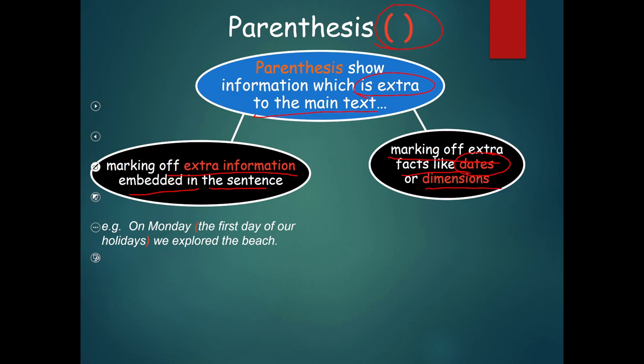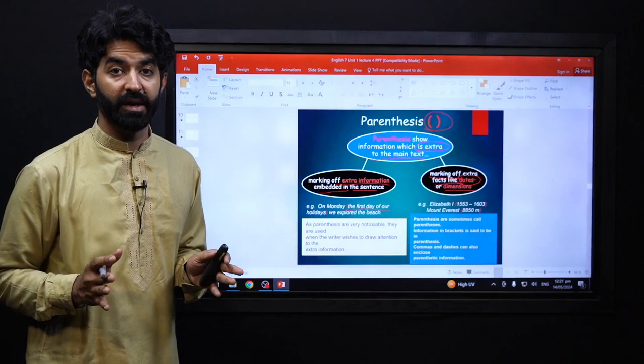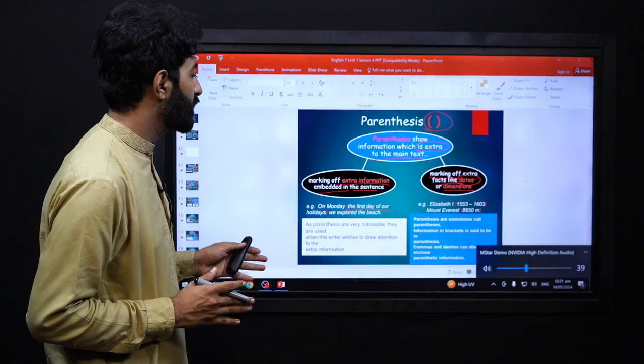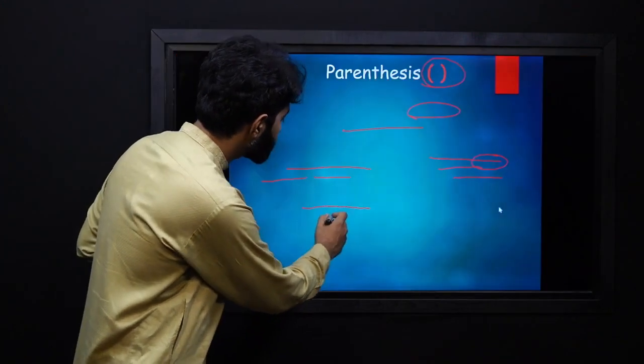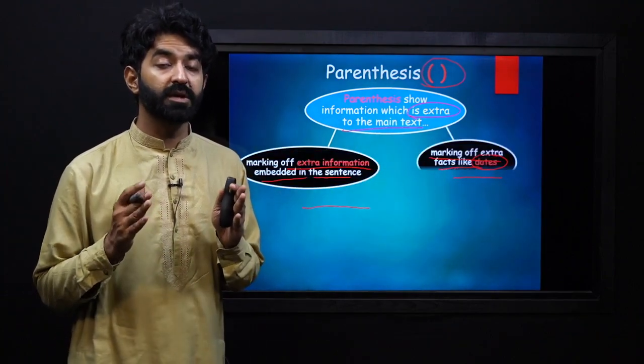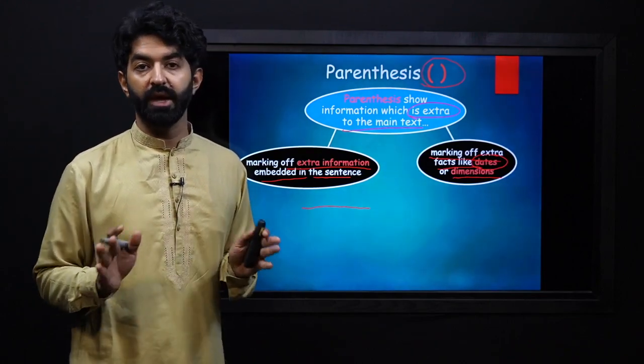dimensions. For example, "on Monday" is the informational extra part. (On Monday) the first day of our holidays, we explored the beach. So if we eradicate the parenthesis, the sentence still makes sense. When we use parentheses, we are just adding extra information to explain something that needs some information, but if we do not use it, it doesn't make any difference.